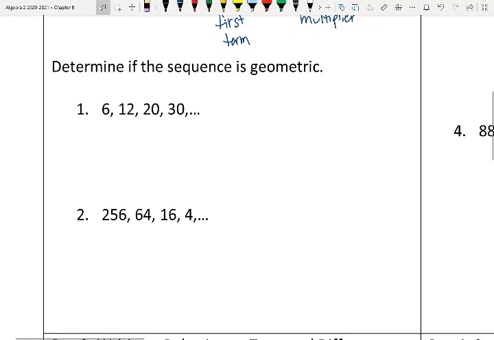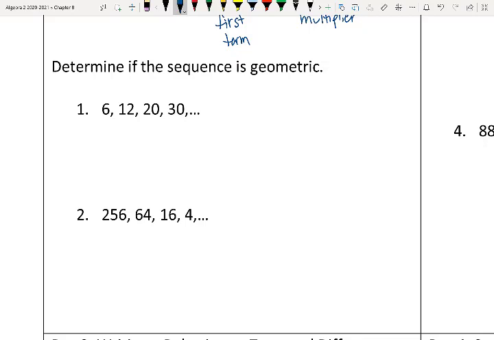So in box 1 here, we're just determining if the sequence that we're given is geometric, meaning is there a constant multiplication or division that gets me from one to the next in my sequence. So there's a couple different ways that you can check for this. If it's obvious to you what multiplication or division takes you from one to the next, you can go ahead and do that.